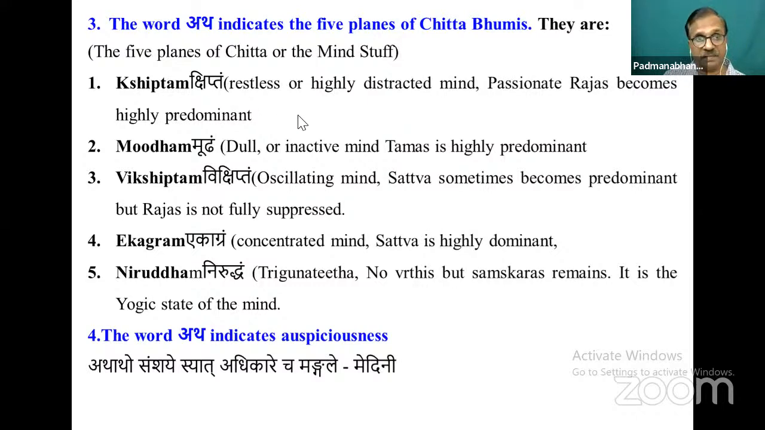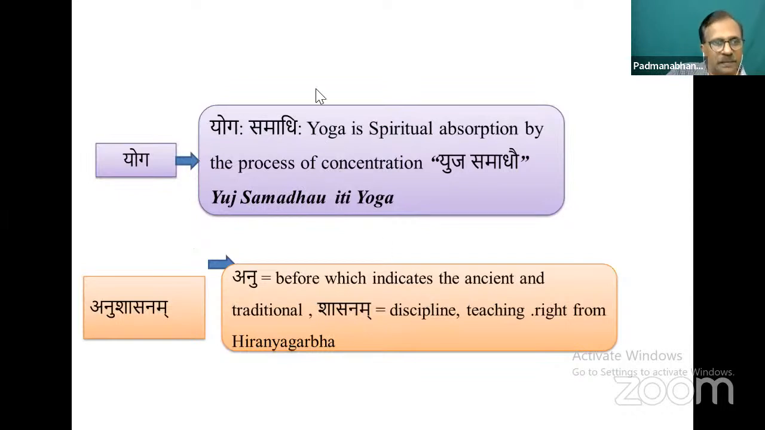Kshiptam is the restless, highly distracted Rajas mind, and Mudham is the dull mind, and Vikshiptam is the oscillating mind. Sometimes Sattva becomes predominant, but Rajas is not fully suppressed. And Ekagram is a good state, and Nirodham is the more desirable state for the practice of Yoga Sutra. Then Atha indicates auspiciousness. Nothing is left. Now you understood what is Atha.